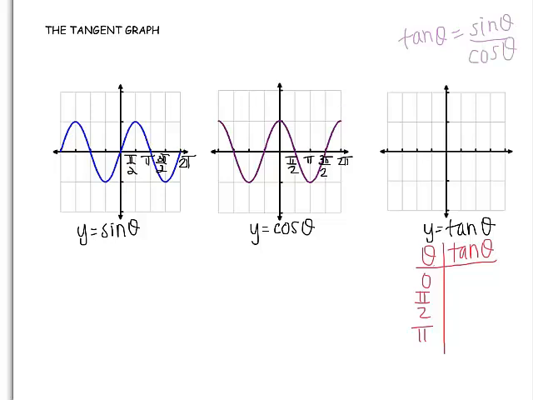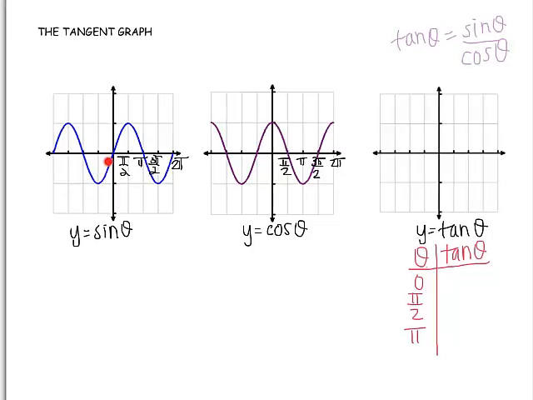So if I want to do the tangent of 0, then I'm going to look at the sine of 0 and the cosine of 0. Sine of 0 is right here. So the sine of 0 is 0. The cosine of 0 is 1. So for tangent, that's going to be 0 over 1, which is 0. Okay, so the tangent of 0 is 0. So I'm going to plot this point right here. I'm going to plot a 0 at 0.